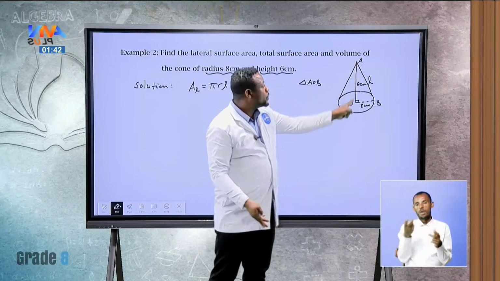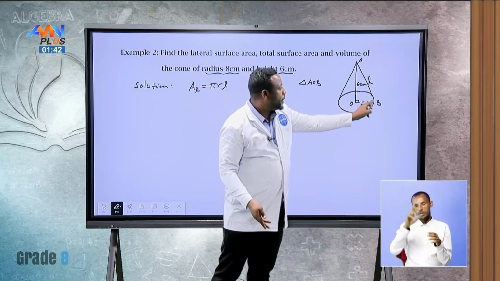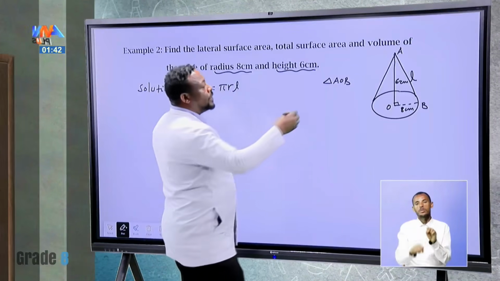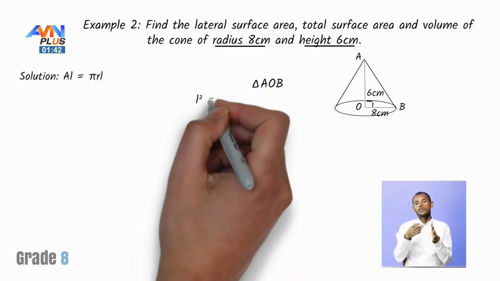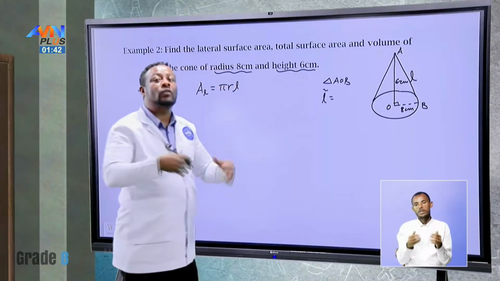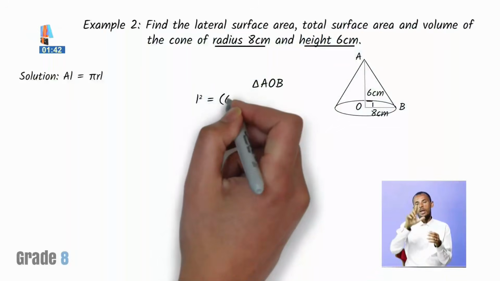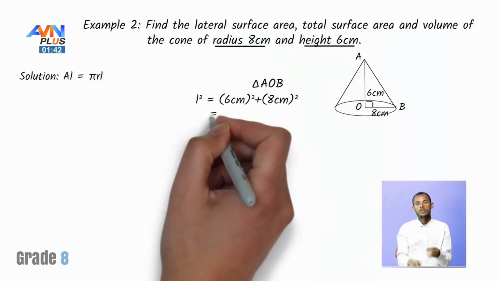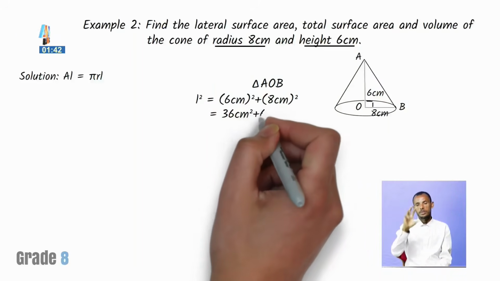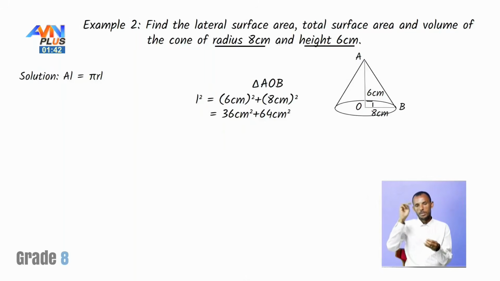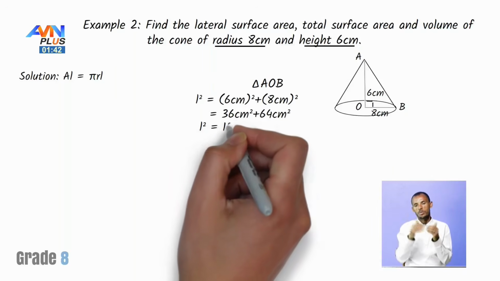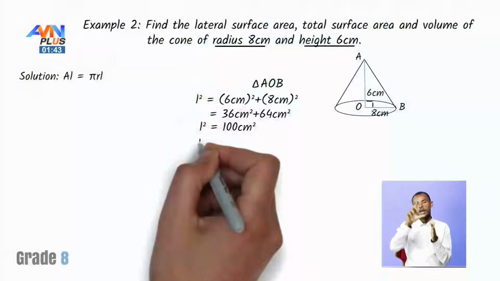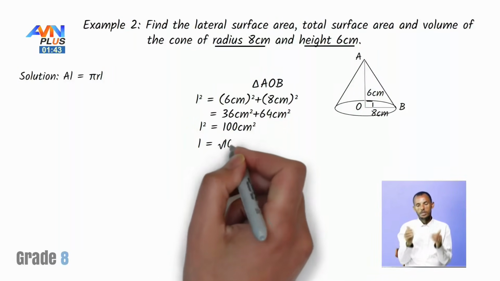We have two known sides, h or 6 and 8. So we need to determine L by using Pythagoras theorem. Pythagoras theorem tells us the square of the hypotenuse is equal to the sum of the squares of the other two sides. So L square becomes 6 centimeter square plus 8 centimeter square. So this is 36 centimeter square plus 64 centimeter square. The sum of these two is 100 centimeter square. So L square is 100 centimeter square, means L is the square root of 100 centimeter square.